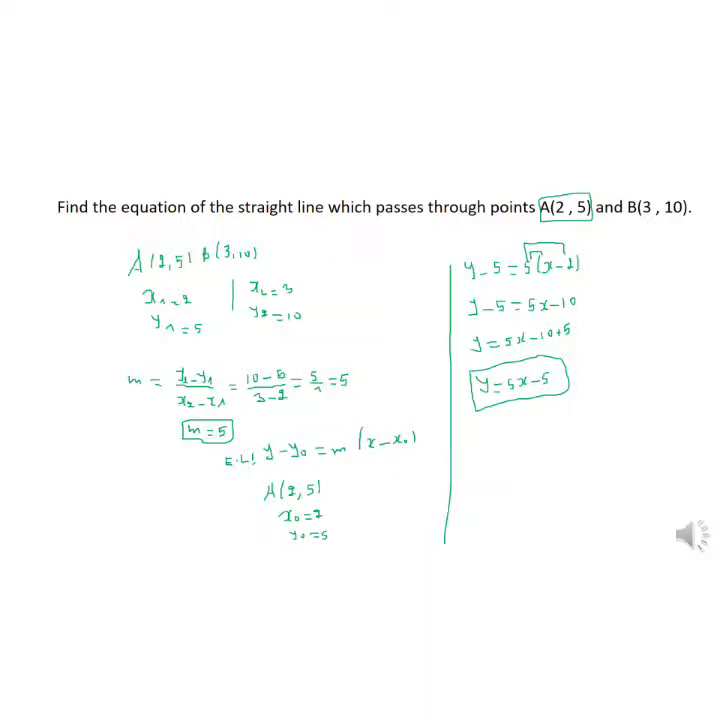So my friends, if you have 2 points, first of all you have to find the gradient. If you are asked to find the equation of a line passing through 2 points, first find the gradient or slope between the 2 points, and then you find the equation of the line. Select the first point and the gradient, and then you find the equation of the line.